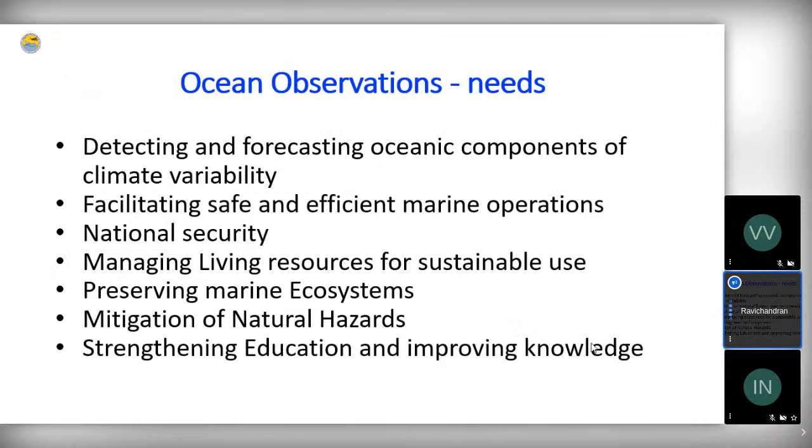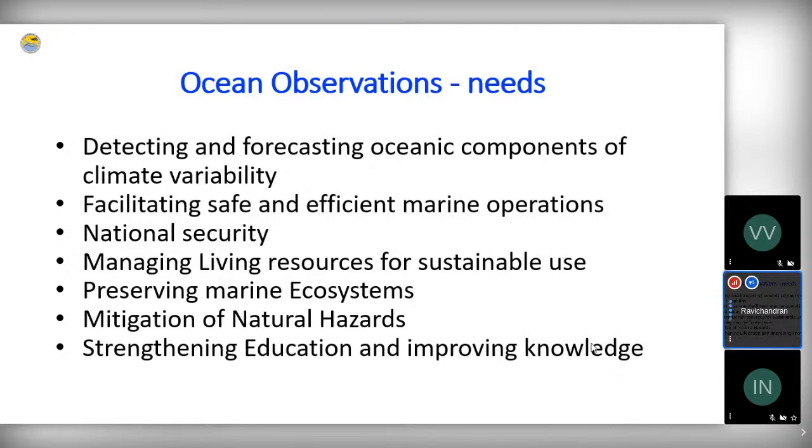First, why do we need ocean observations? For detecting many of the oceanic variables, especially climate variables, we need to detect them for better forecasting at different time scales. So we need to observe these ocean components. These ocean variables also facilitate safe and efficient marine operations in and around the ocean.